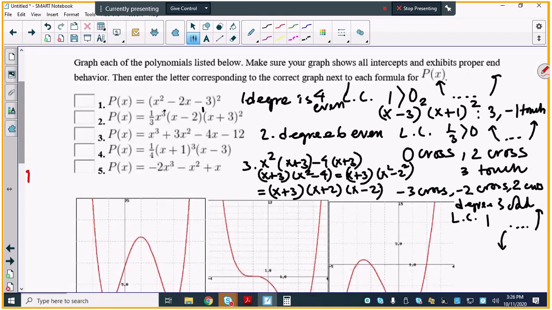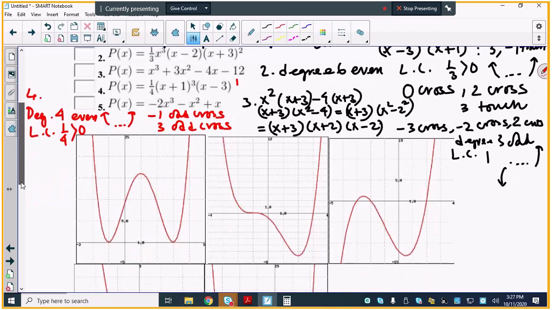Number 4, degree is 3 plus 1, so 4, that's even degree. Leading coefficient is 1/4, that's positive, so both ends should go up. Solutions are easy to find out. They are -1 odd multiplicity, so cross, and +3 odd multiplicity should cross as well. And there is one more, the last one.